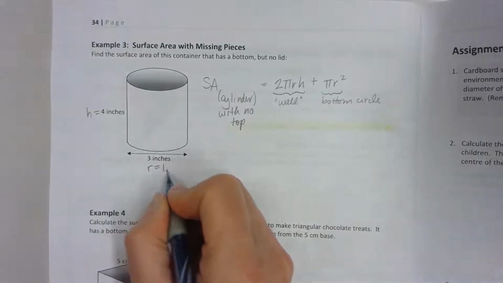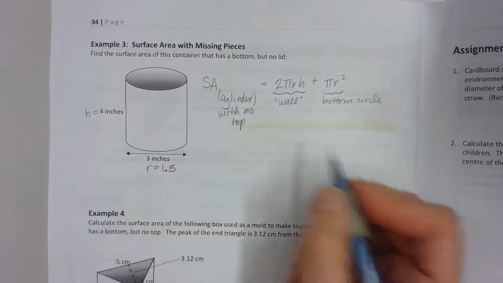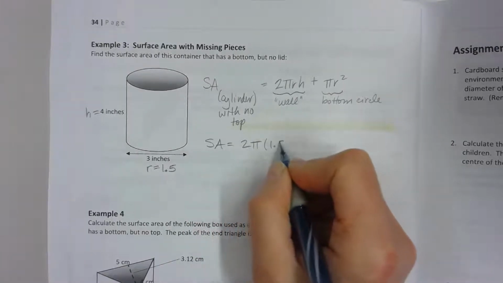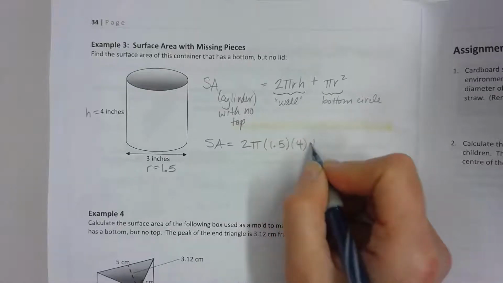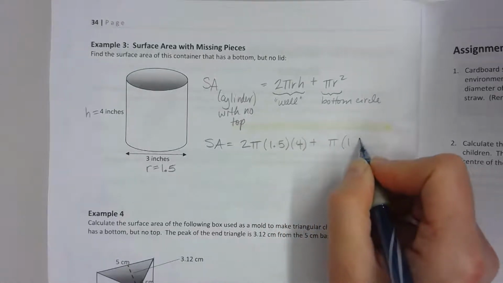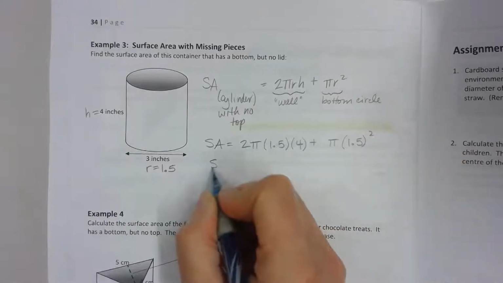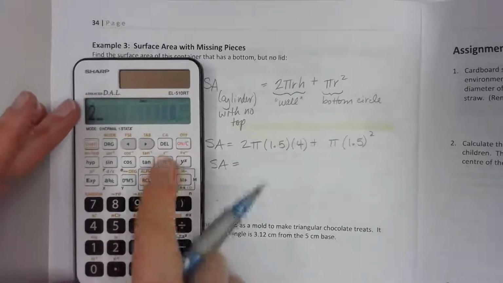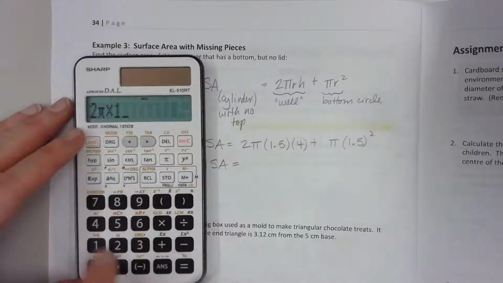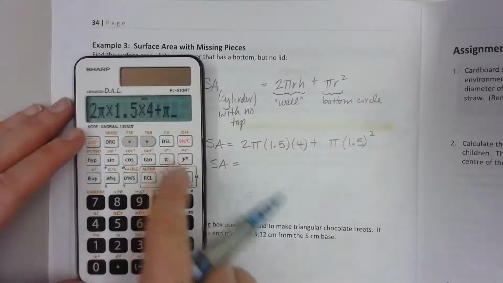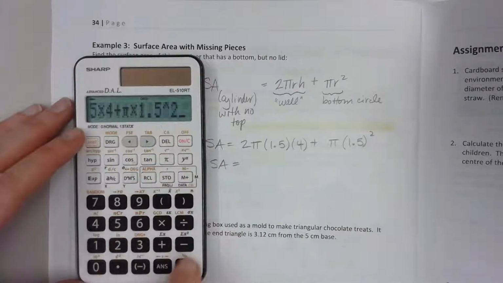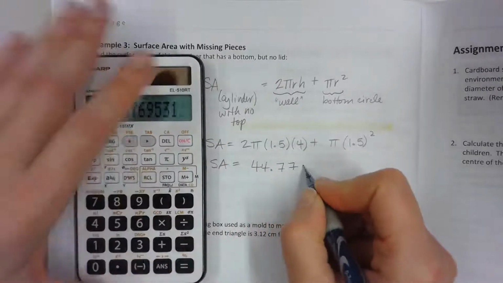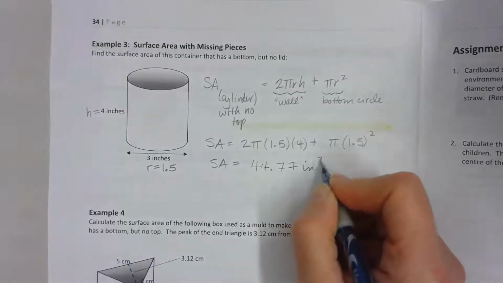All right, so this of course is h. My radius must be 1.5 if my diameter is 3. So now this becomes 2 pi times 1.5 times 4 plus pi times 1.5 squared. Okay, and I just put this all in my calculator in one step, so I only have to round once. So whenever you can do that, really try and do that. So that was inches squared.